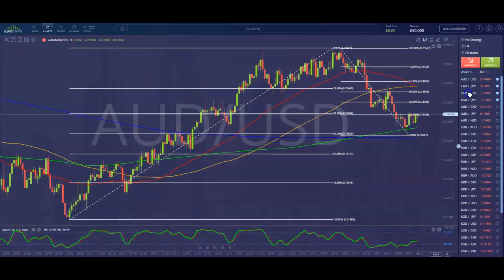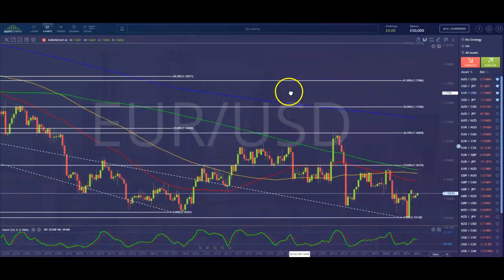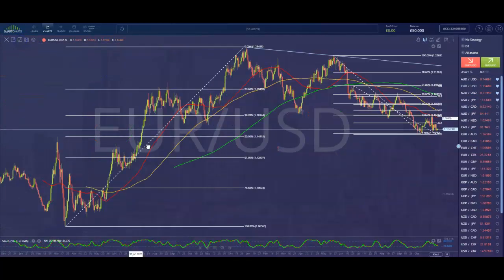Okay, CAD yen we've looked at, euro US dollar. Now this has been a really confusing picture. When you're looking on the daily chart, is that the daily chart? Yeah, daily chart. So, lots of sideways movement here. What kind of pattern is this? I don't know. So you really have to rely on your Fibonacci levels again.